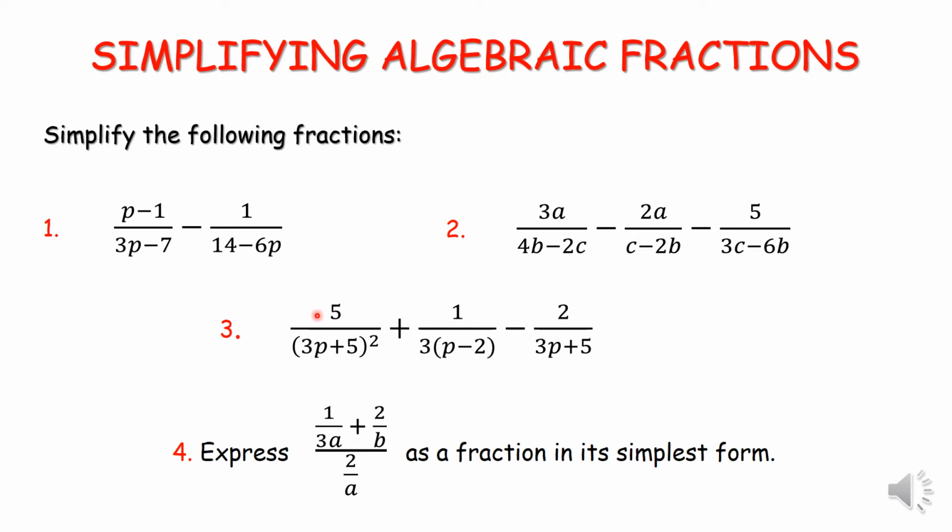Also remember, when you have more than 2 terms on the numerator as well as the denominator, you need to put them in brackets. With things like 14 minus 6p or 4b minus 2c, you can perhaps take out a common factor so that it is easier for you to find the lowest common multiple.